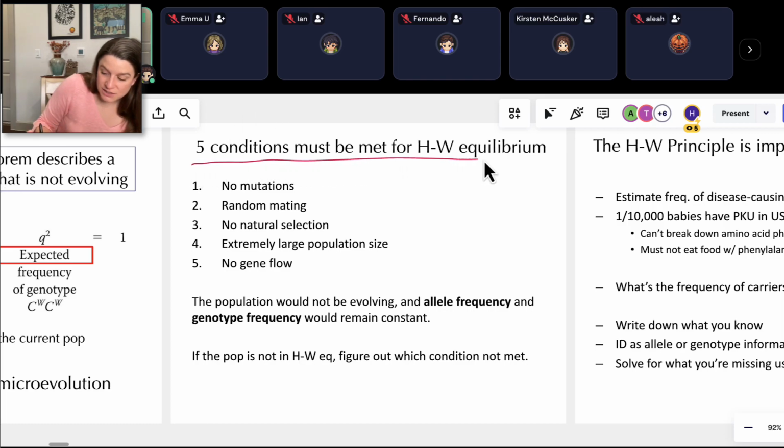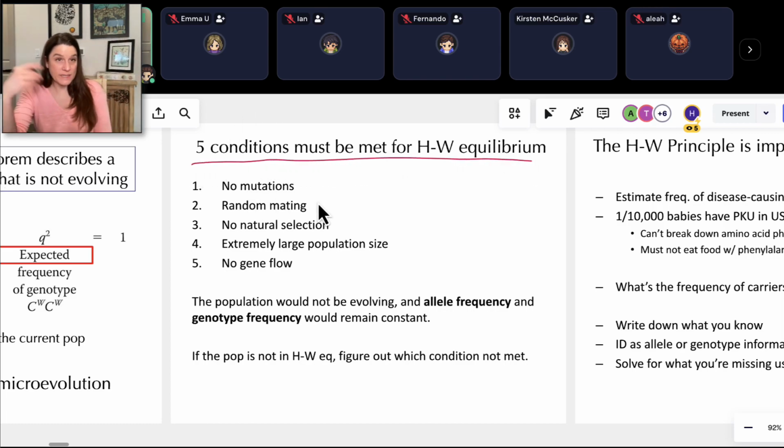No sexual selection, essentially, which is what random mating leads to, so there are no special pairings or more successfully paired individuals. No natural selection, everyone's surviving equally and reproducing equally. Extremely large population size, so you reduce the effect of random events, like that random coin flipping thing. That's why you need a large population size, and no gene flow, because then you'd be shifting the population.